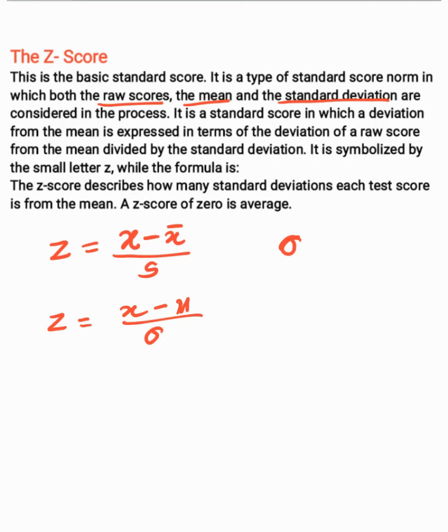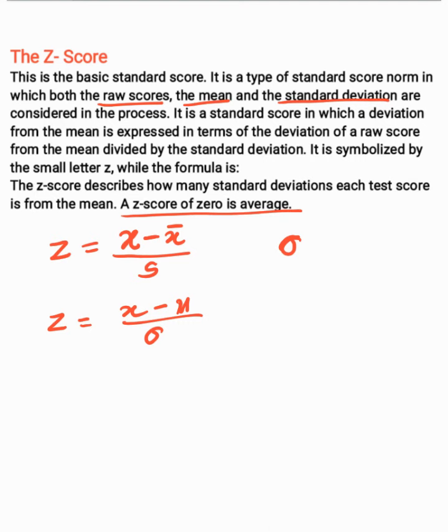The z-score describes how many standard deviations each test score is from the mean. So a z-score of 0 is average. Be mindful of this. A z-score of 0 is average.